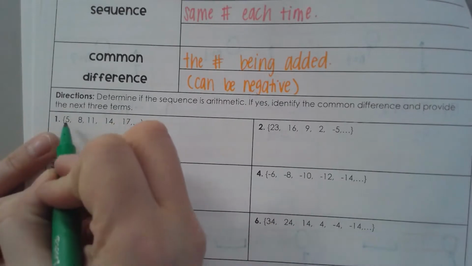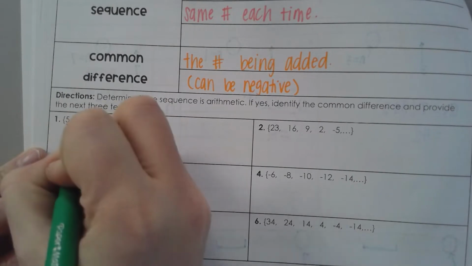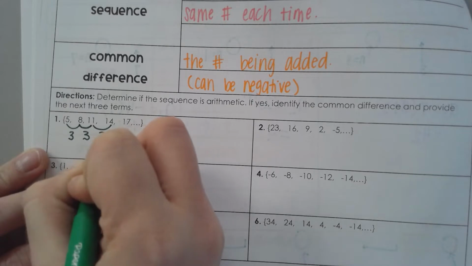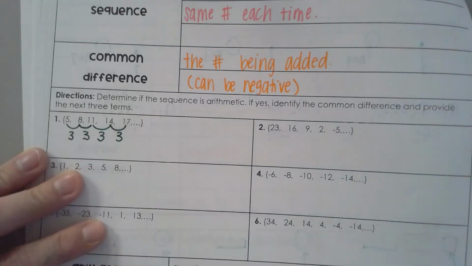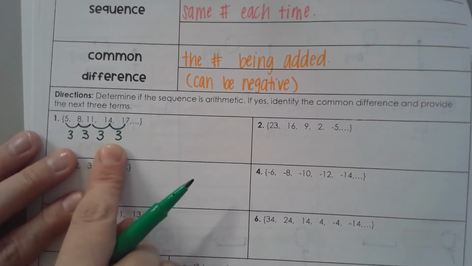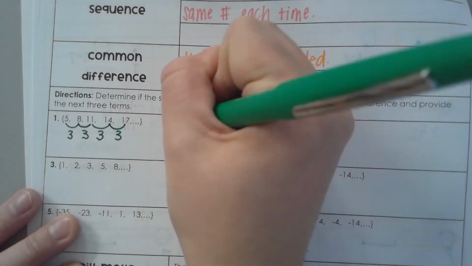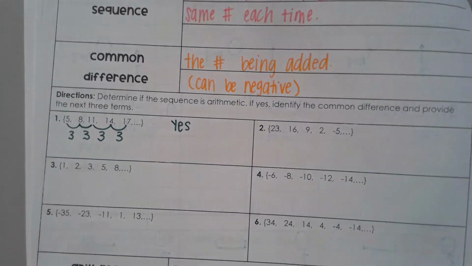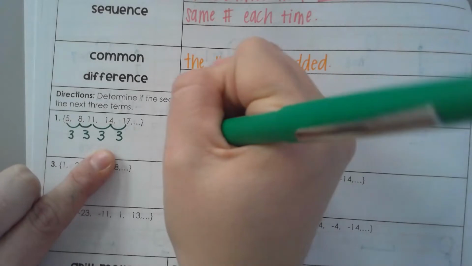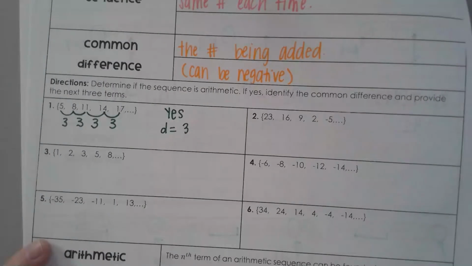what do I add to 5 to get 8? 3. What about from 8 to 11? 3. From 11 to 14 is 3. And 14 to 17 is also 3. So since that stayed the same all the way across, that meant that yes, it is arithmetic, because it added the same number every time. And my common difference is 3, because 3 was the number being added.